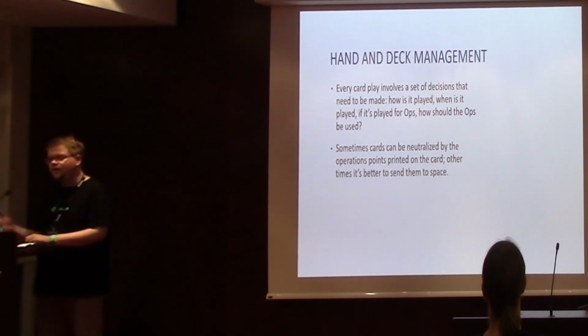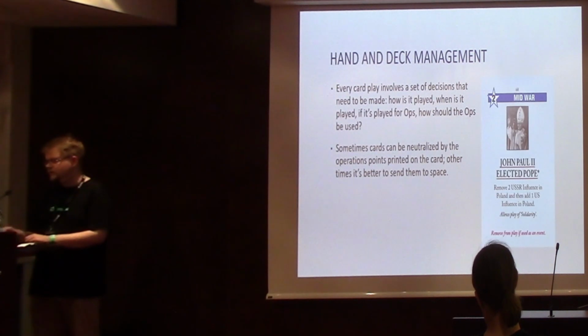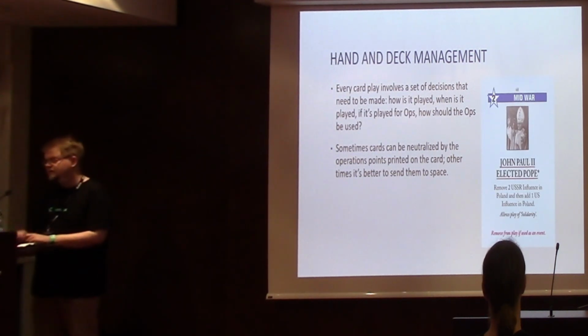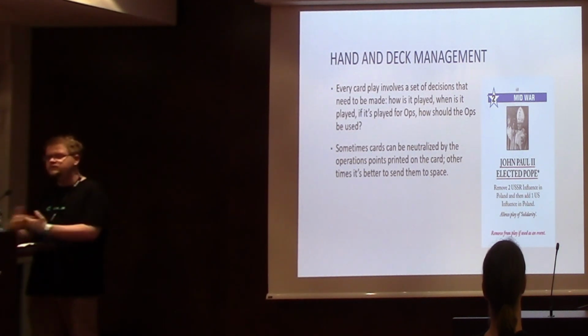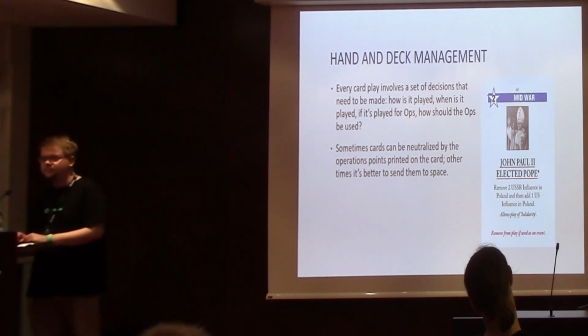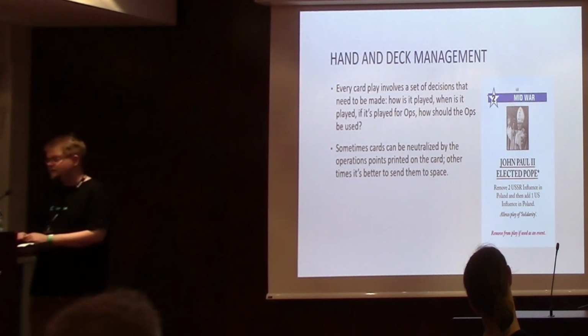Sometimes you can neutralize a card by playing the operations points on the card, or sometimes it's better to send them to space. So here's John Paul. The reason to send John Paul into space is that, one, it gives the US influence in Poland, which gives the US kind of an inside track, a way to infiltrate Eastern Europe. And the other is that it allows the play of another event, which is very nasty. So if you send the Pope to space, then the nasty event Solidarity can't happen, at least until someone plays this card and triggers the event.